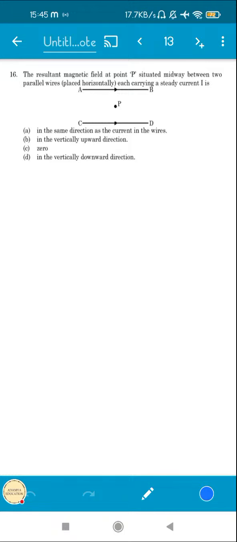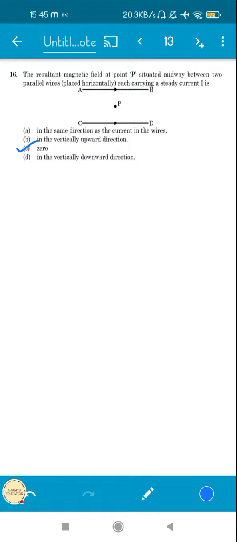exactly at the midpoint. So whatever magnetic field will be produced by the first wire, its magnitude and direction will be both equal and opposite to the magnetic field produced due to the wire CD. So as a result, there will be no net magnetic field at point P and it will become zero. Again, I'm repeating the reason: both of them are carrying the same amount of current. So the magnetic field produced at P because of either of them will be equal in magnitude but opposite in direction. So the resultant magnetic field at point P will be zero.